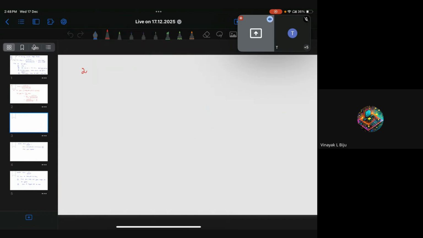So the second question is we have to find the poles. To find the poles, we have given G(s) as N(s) by D(s). So D(s), what do we have here? We have D(s) as (s plus 1)(s square plus s plus 25). And N(s) is what? Minus 10s minus 3.